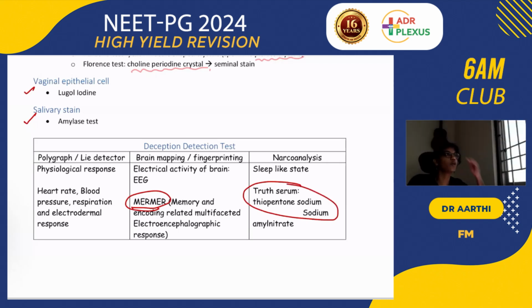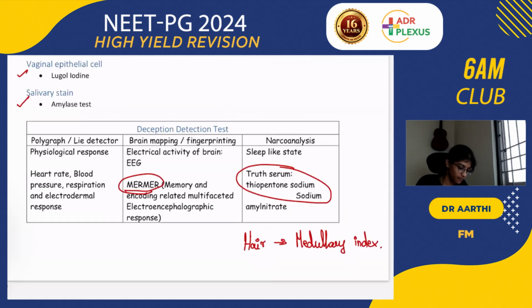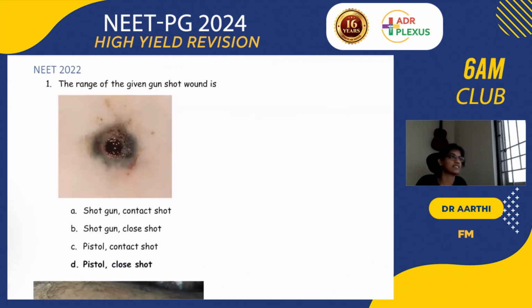Ma'am, human hair identification test, any? So to know whether it's a human hair or not, we do it mainly by microscopy. In microscopy, we look for a factor called the medullary index. Okay, let's see the next set of questions.